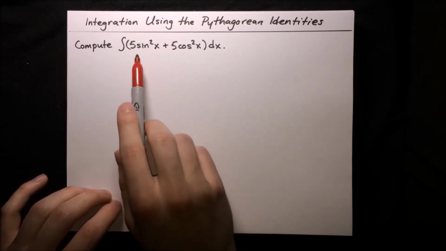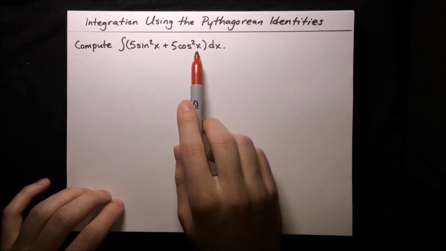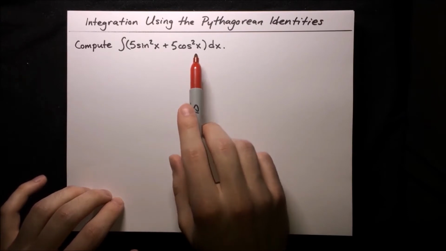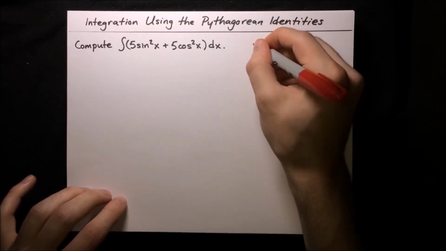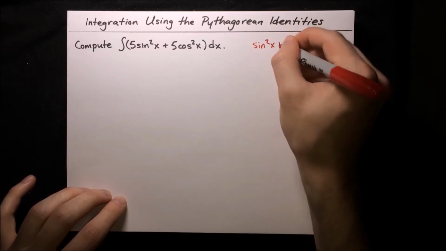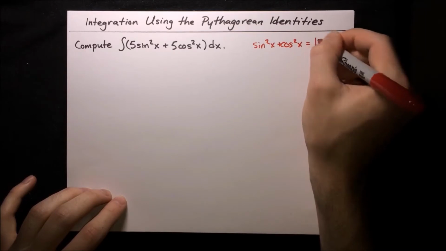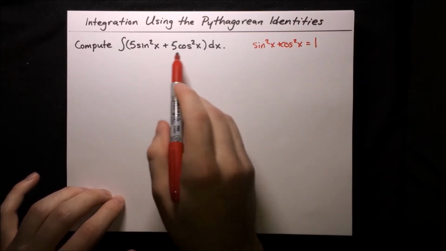But hold on, look at this, sine squared and cosine squared. Do you know any identities that can be used to simplify sine squared and cosine squared? Well, one thing that comes to mind is the trig identity sine squared plus cosine squared equals 1. Okay, let's see if we can use that here in this integral to simplify the problem.